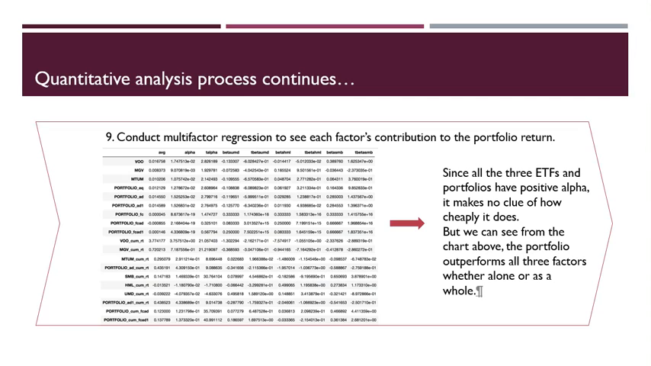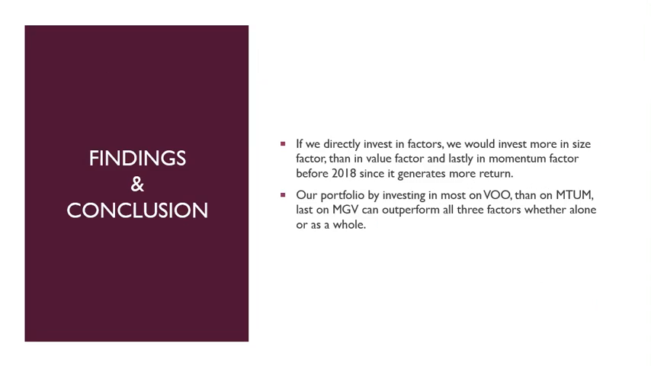After comparing the cumulative return of the portfolios, we conducted multi-factor regression to see each factor's contribution to the portfolio return. Since all the 3 ETFs and portfolios have positive alpha, it makes no clue of how cheaply it does. But we know that if we can only invest in factors, we will invest more in size factor than in value factor, and lastly in momentum factor before 2018, since it generates more return. And we can be sure that by investing in our portfolio, you can outperform size, value, and momentum factors whether alone or as a whole.